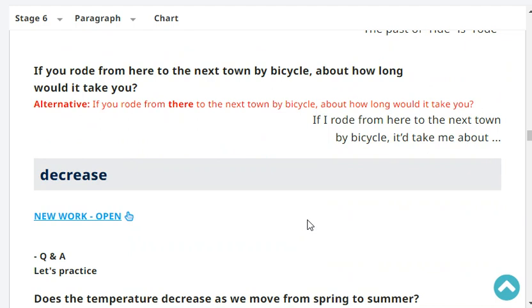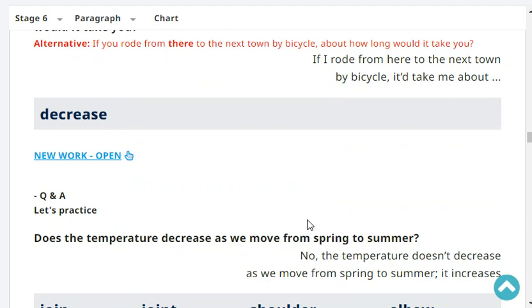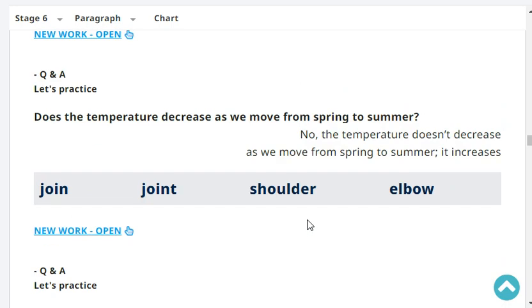Will take me about an hour. Very good. Does the temperature decrease as we move from spring to summer? No, the temperature doesn't decrease as we move from spring to summer. It increases. Very good.